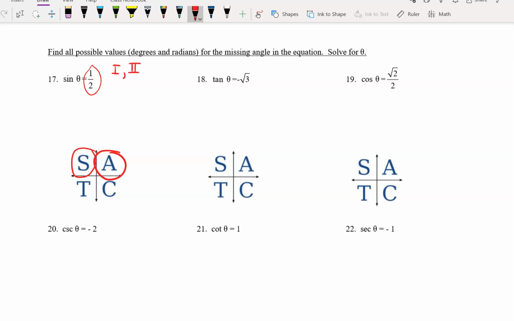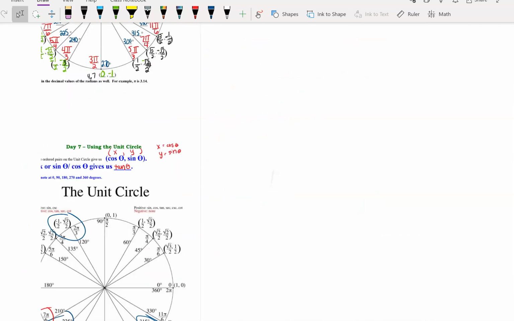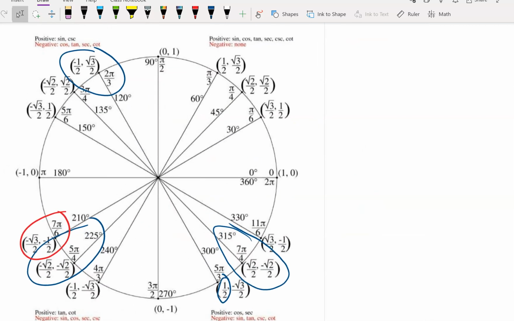Tangent is positive there, and cosine is positive there, so sine is not positive in those quadrants. So our answers are only going to be in quadrants 1 and 2. All right, if we look at our unit circle, we've got it right here.